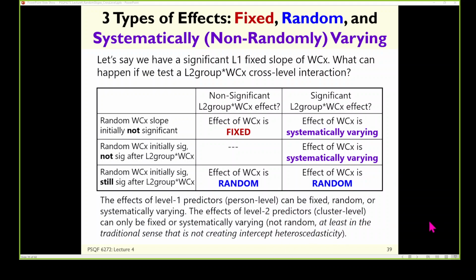So, in terms of vocabulary, level 1 slopes can be fixed, meaning all clusters get the same. They can be random, meaning all clusters need their own, or they can be systematically varying, meaning they vary as a function of known characteristics, but not randomly otherwise. Level 2 predictors can only be fixed, systematically varying. Technically speaking, you can have a level 2 random slope, but that's not what it means. It's intercept heteroscedasticity instead.